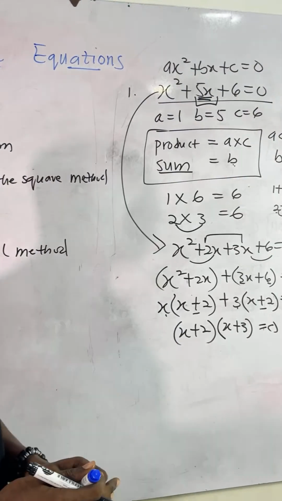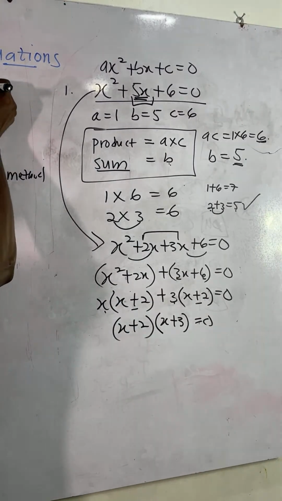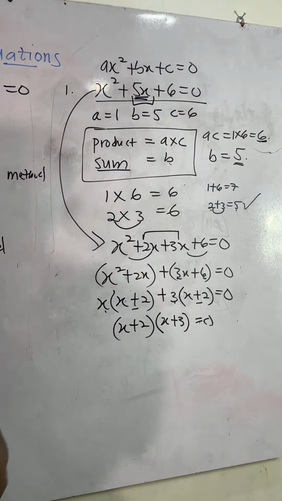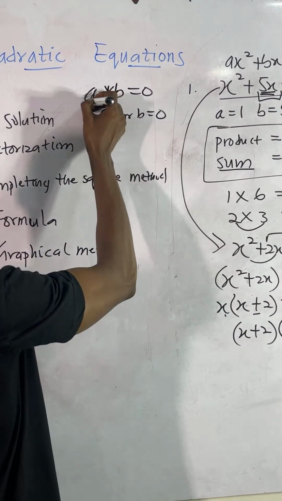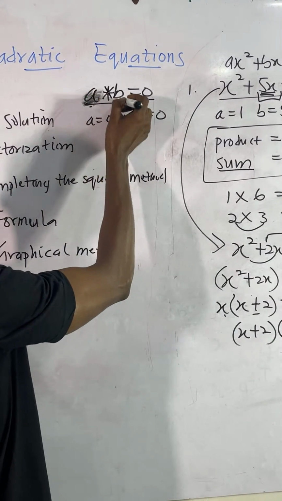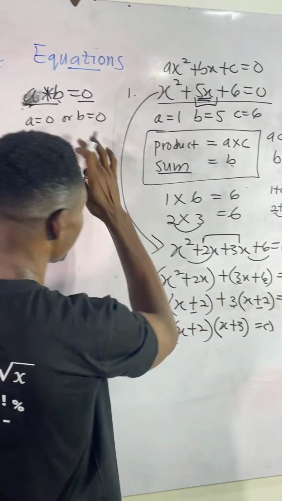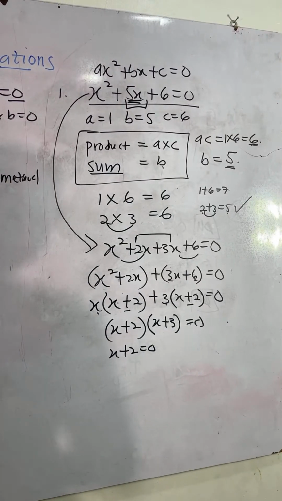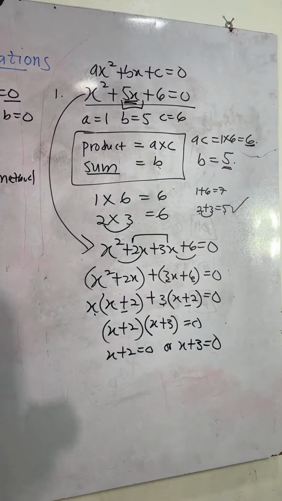All right, now if you have a product equal to 0, let's say you have a multiplied by b equals 0, it's either a is 0 or b is 0. So when a product is equal to 0, either of the numbers will be 0. If we apply that here, it means that x plus 2 is equal to 0 or x plus 3 equal to 0.